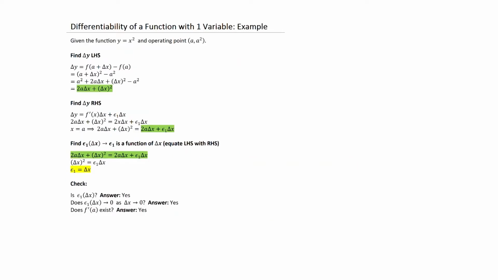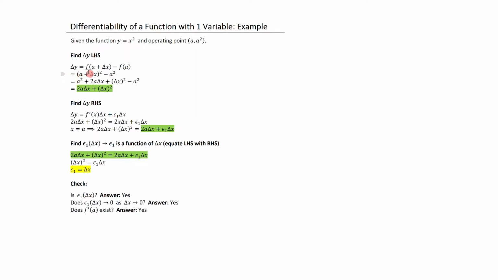All right, so let's do an example, the differentiability of a function with one variable, and we're given a function y equals x squared, and the operating point would be x evaluated at a, which means y would be equal to a squared. And so using the definition of differentiability from the previous page, we need to determine delta y on the left-hand side. And so all I've done is basically written it out.